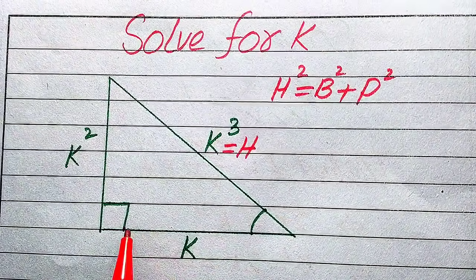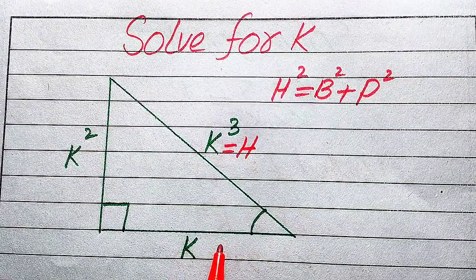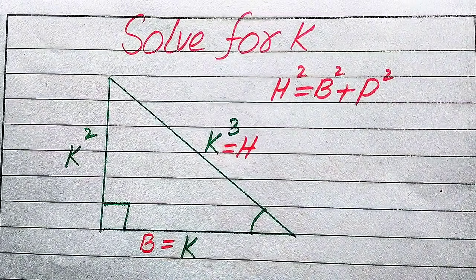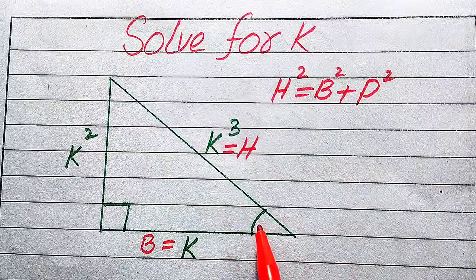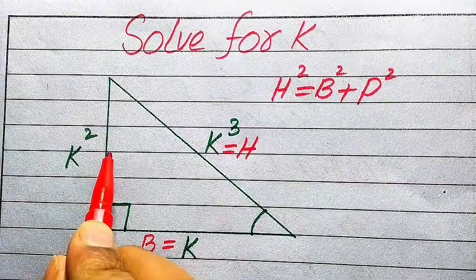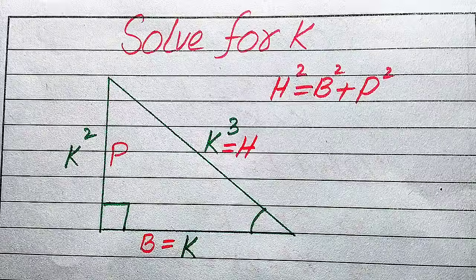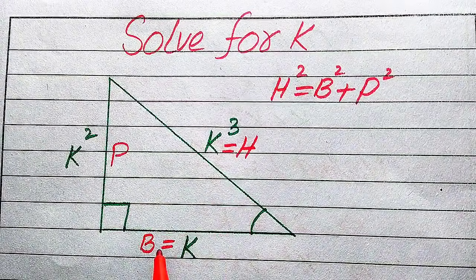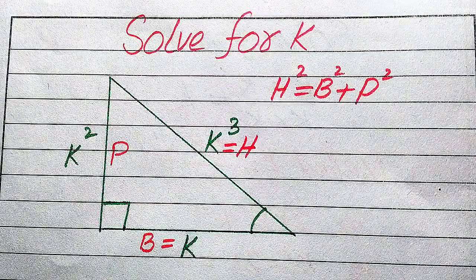And the side which joins these two angles, 90-degree and the other selected angle, is called the base of this triangle. So according to that we have the base of this triangle is k, and the side opposite to the other than 90 angle is called the perpendicular side. So this side is called the perpendicular, so the value of p is k squared. So here for the values of k, we need to substitute all these values of hypotenuse, base and perpendicular in this Pythagoras theorem, and we check its behavior.